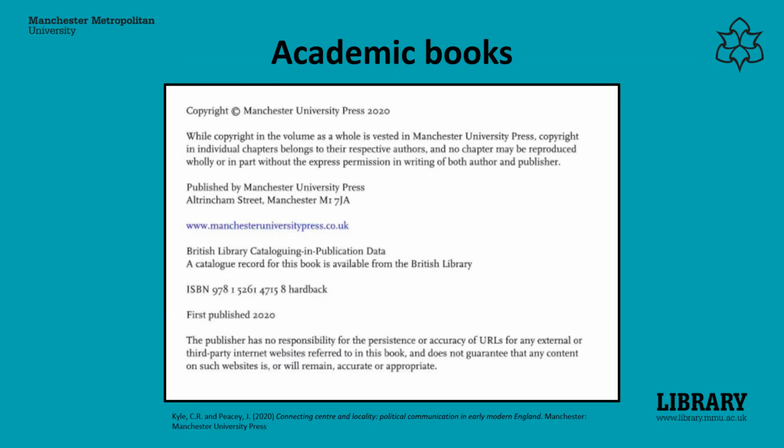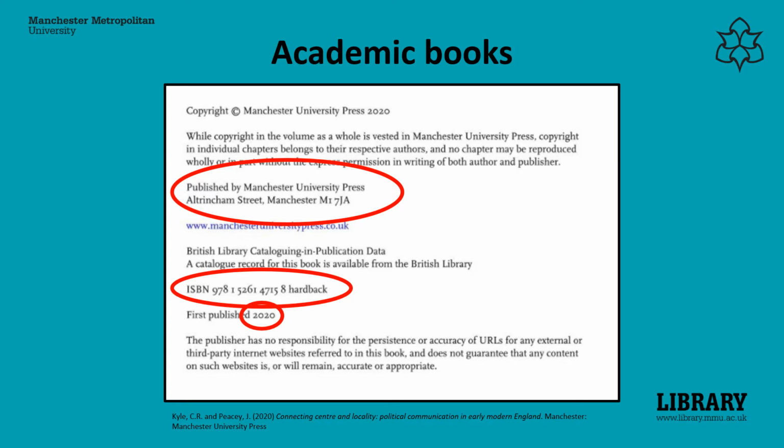Academic books are a common source which you should use in your research. It will likely be an academic book if you found it on Library Search or in one of our other databases. A book will contain publication information on the copyright page, which can usually be located within the first few pages of the book. You can tell a lot about a book source by looking at the publisher.